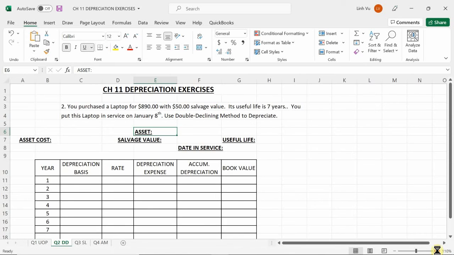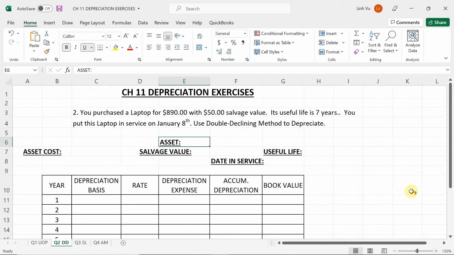So this time you purchased a laptop for $890 even, which includes all the fees and stuff. It has a salvage value of $50. Its useful life is 7 years. And of course, you put this laptop into service as of January 8th. So use the double declining method. Let's go ahead and list out what I bought.